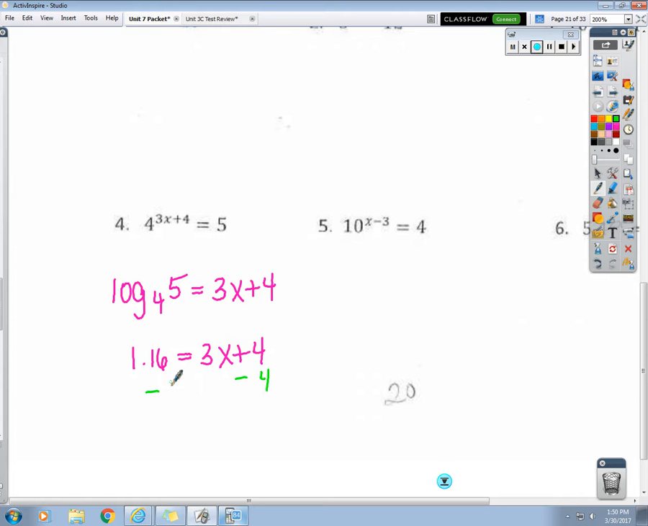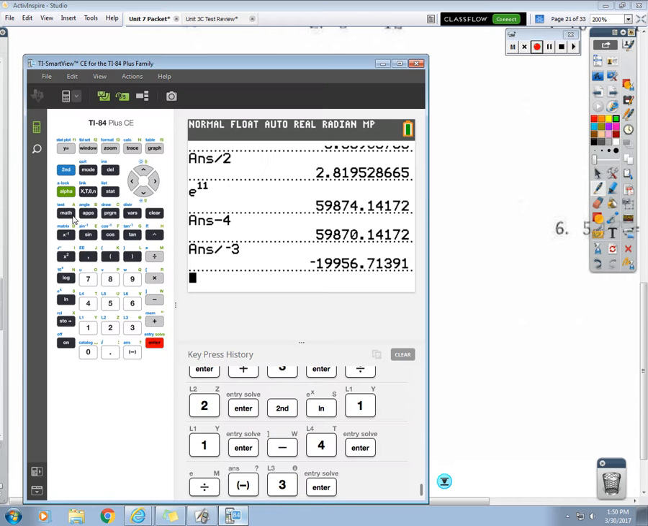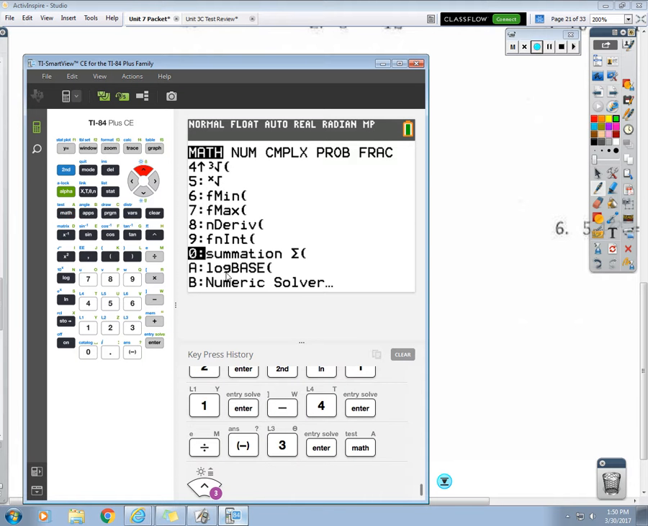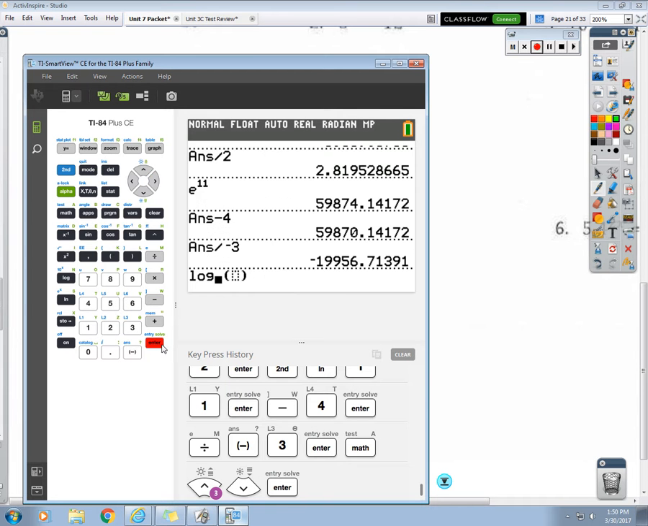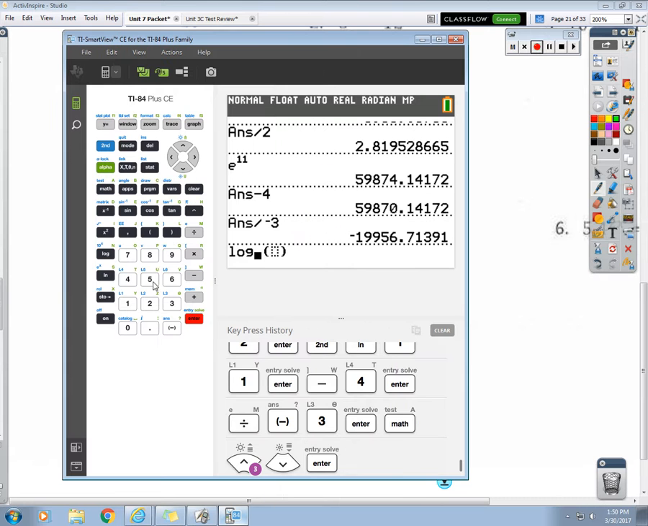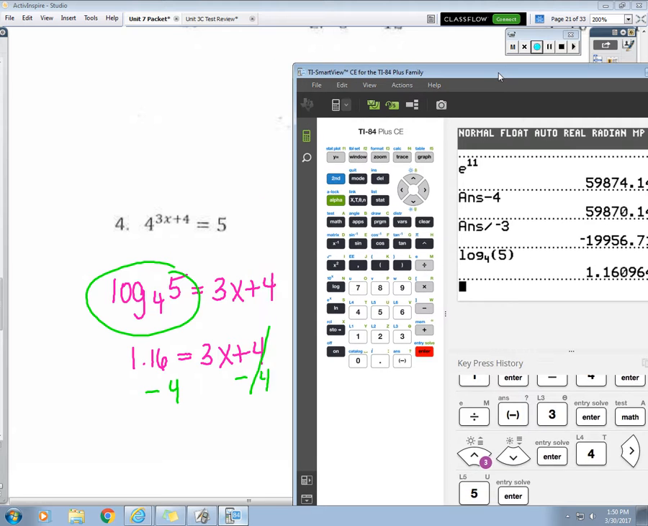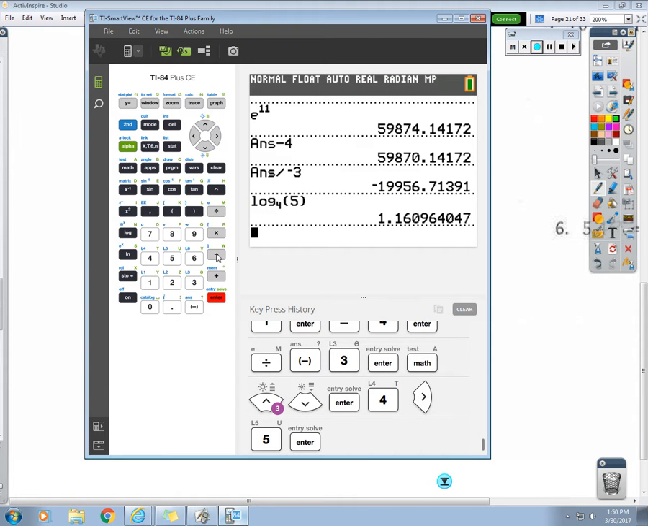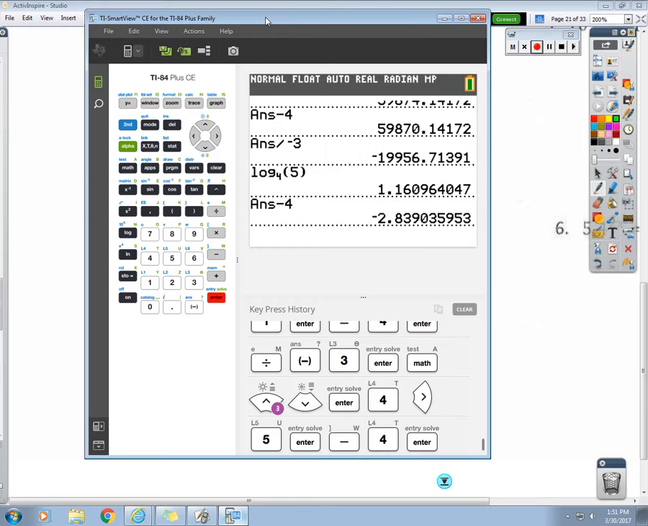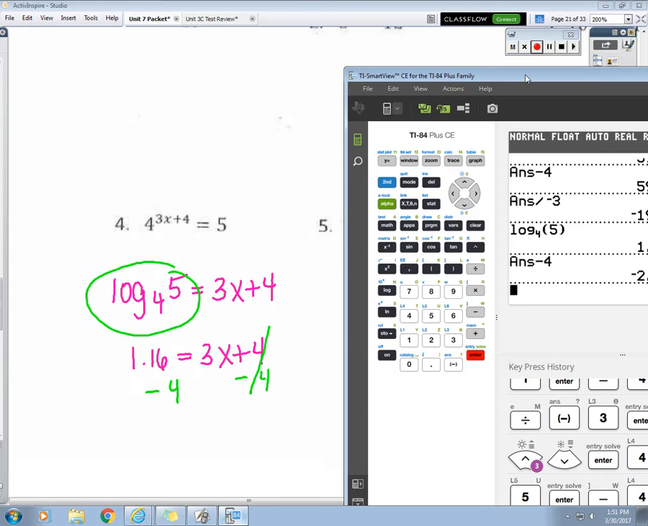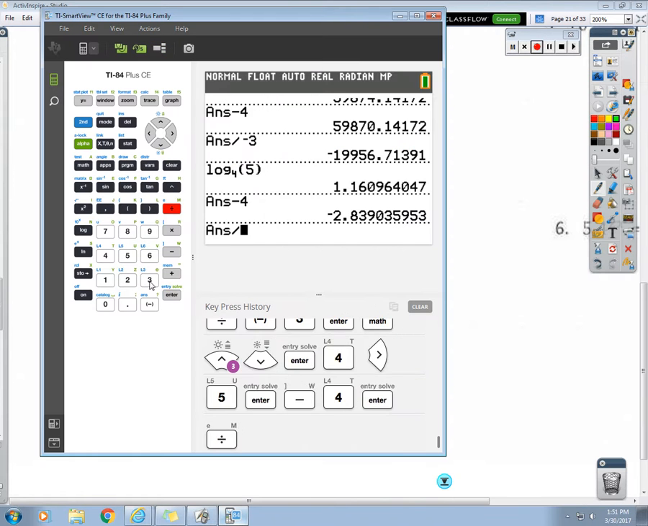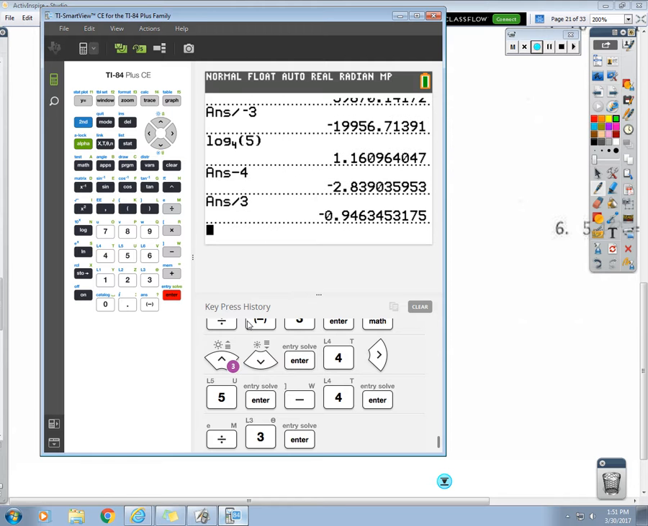Subtract the 4. This, you go to math, log base, it's A, it's near the bottom, so it's just easier to go up to get to it. And then the base was 4 of 5. You're going to take that number and you're going to subtract 4 from it. And then once you've subtracted 4, what are you going to now do to that number? Divide it by that 3 to get x by itself, which gives you a final answer of negative 0.95.